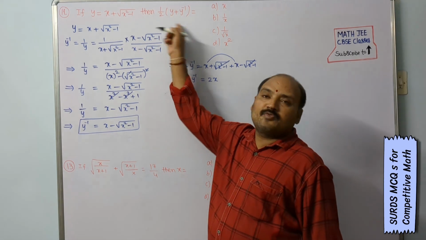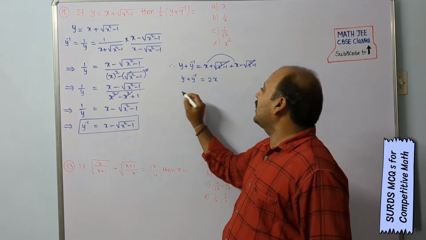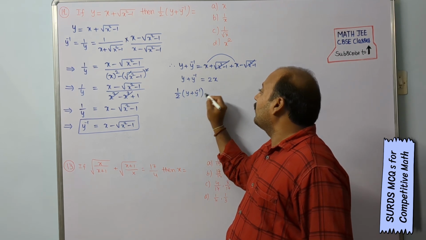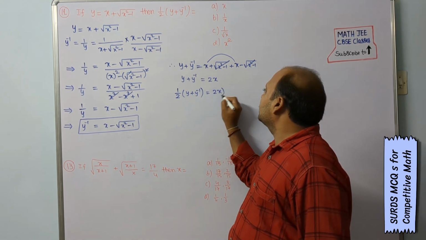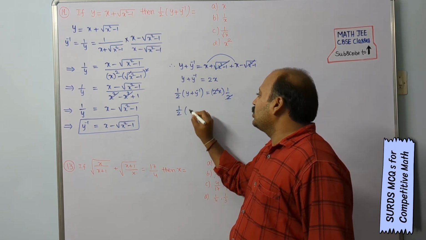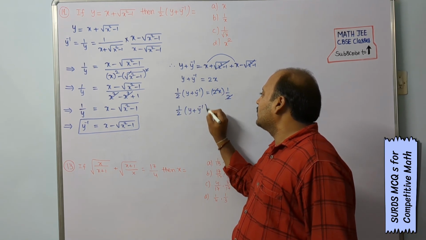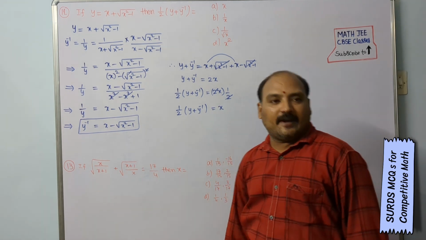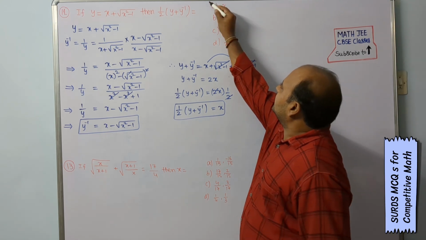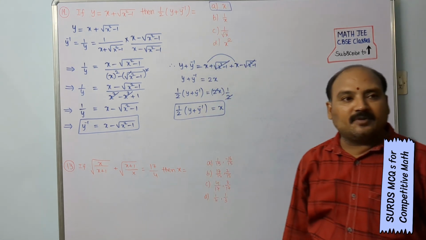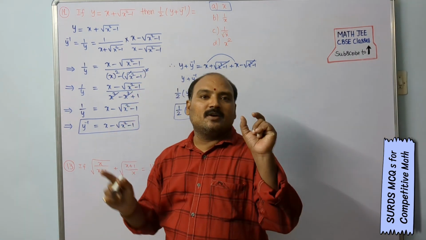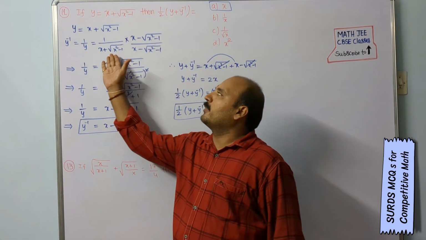But I want half into, so both sides multiplying by 1 by 2. So 1 by 2 into y plus y power minus 1 equal to 2x into 1 by 2. So here 2 get cancelled. 1 by 2 into y plus y power minus 1 is equal to x. It is there in which option, my dear students? X is there in the first option. I hope everyone understand. This is the way. Just here we are doing that rationalizing with respect to denominator.